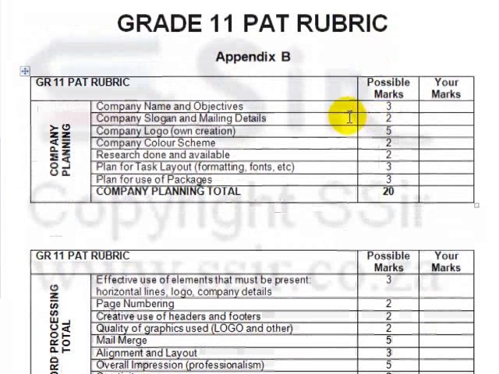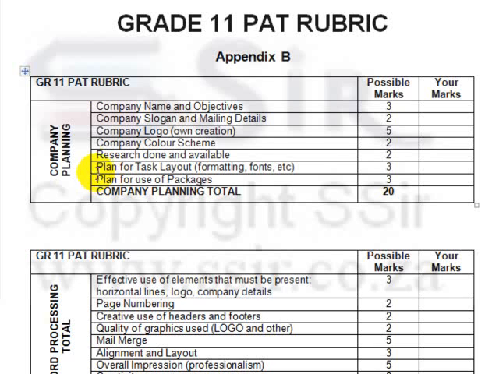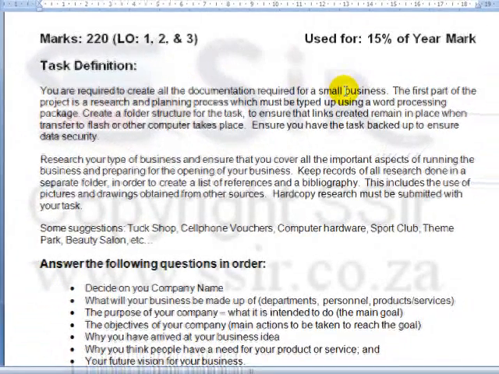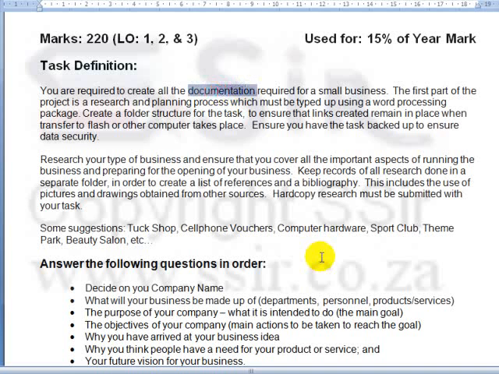So for the first submission, which will be your company planning, these are the items. Note that you must do some research, that the research and the resources you use must be made available. You must decide on a small business and create all the documentation for this small business. The first part of your project and the first submission is to do some research and planning, and this must be typed up using a word processor. You must create a folder structure for the task to ensure that the links remain in place.